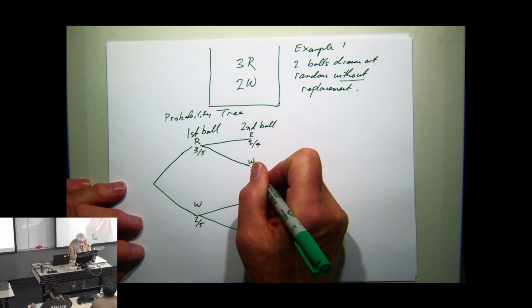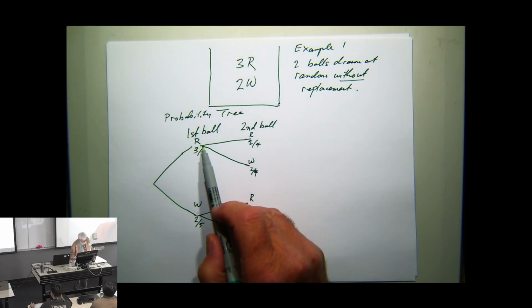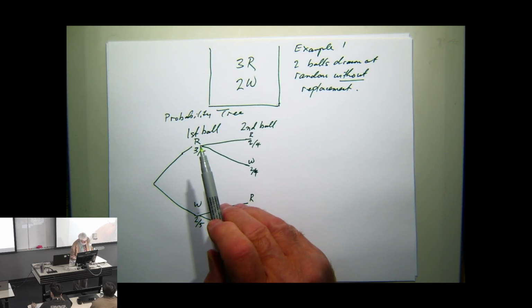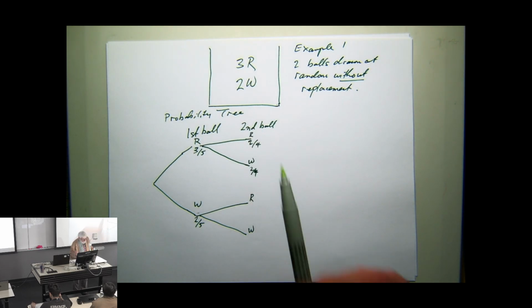Now, if I had done a red ball on the first pull, I had a 2 out of 4 chance of getting a red ball on the second pull. But if I pulled a white ball on the first pull, what would be my probability of getting a red on the second pull? What would you say? 3 out of 4. 3 out of 4. Okay. So that's kind of cool.